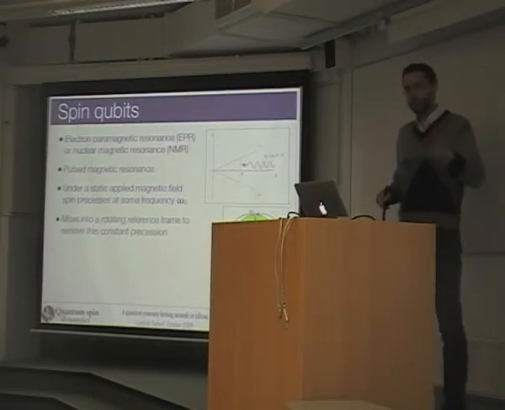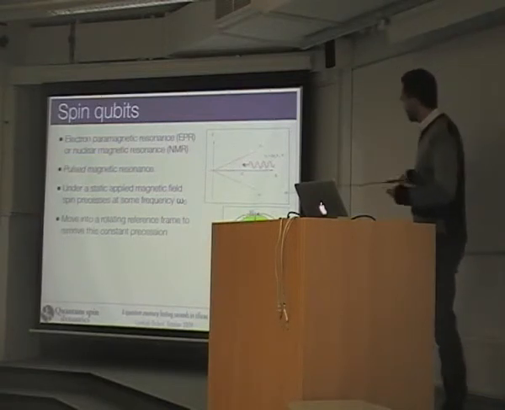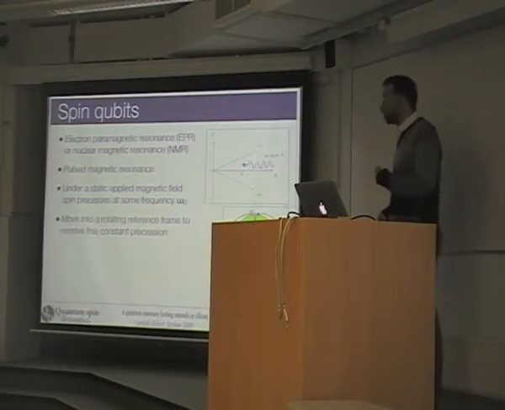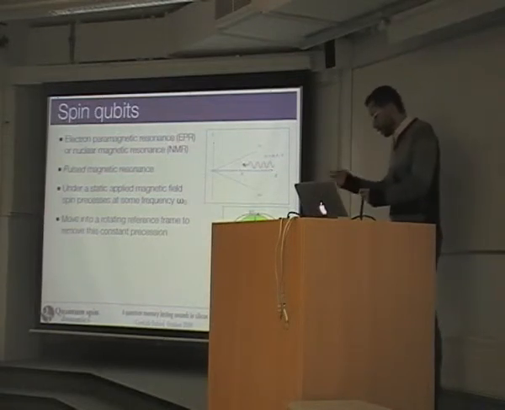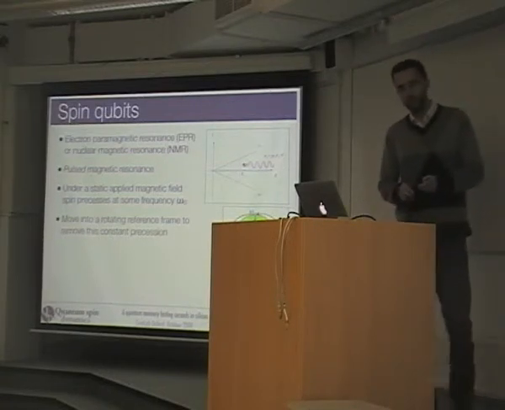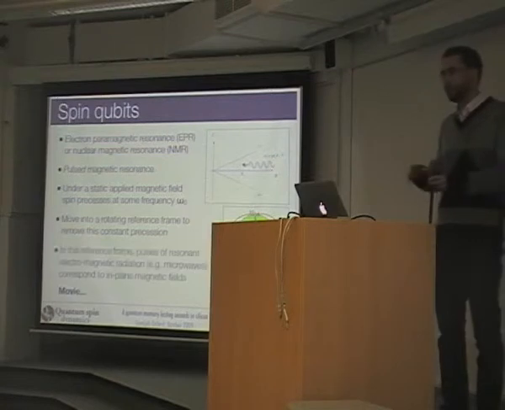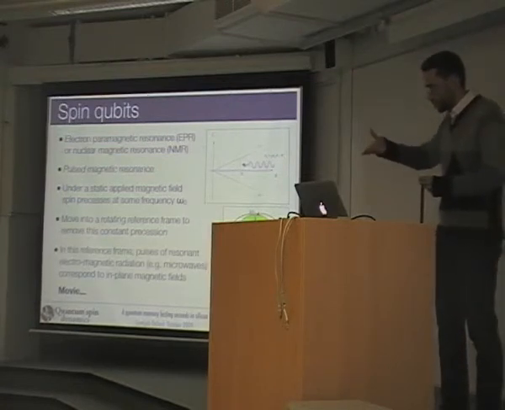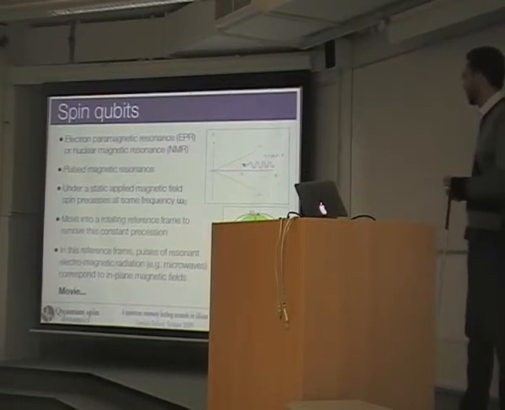And in this rotating reference frame, the oscillating resonant microwave field that we apply suddenly turns into a fixed magnetic field in the plane. And therefore, by applying resonant pulses, we can create some particular rotation around an axis.